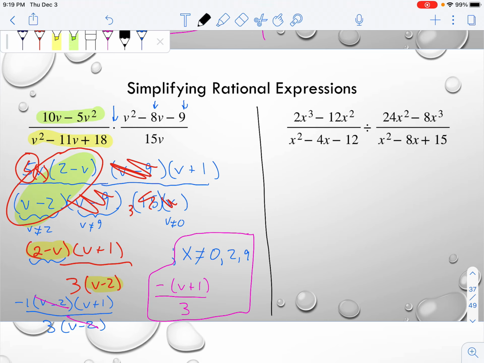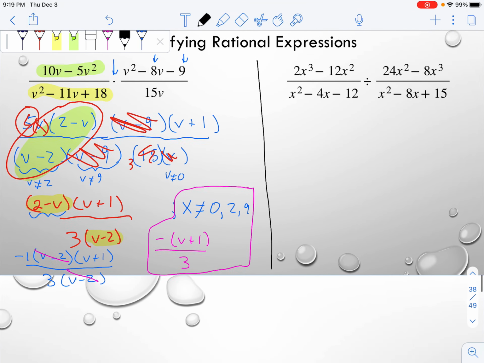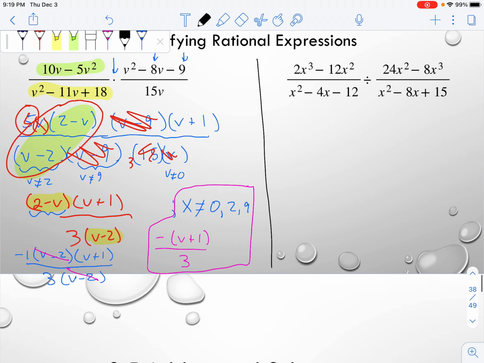Here's the last one we're going to do. And we kind of threw a curveball at you there with the whole division thing. Some people want to flip it and multiply. That's what we have to do. But I'm going to break this down and then flip it and multiply all in one step. So if we do that, factor first.